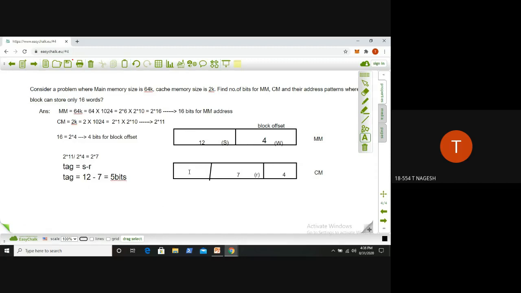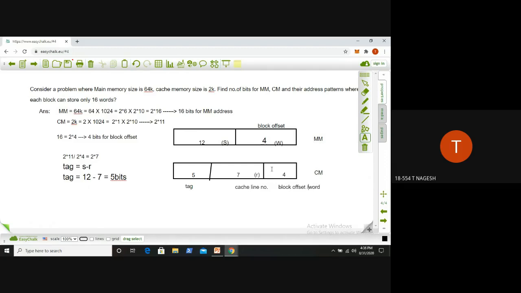Means 5 bits. So here 5 bits will be used to represent the tag number. So this will represent your tag number, and this will represent your block offset, or nothing but the word. Word number, I can say. Okay, this is how you need to solve the problems if it is given for the cache memory, that is, the direct mapping technique.